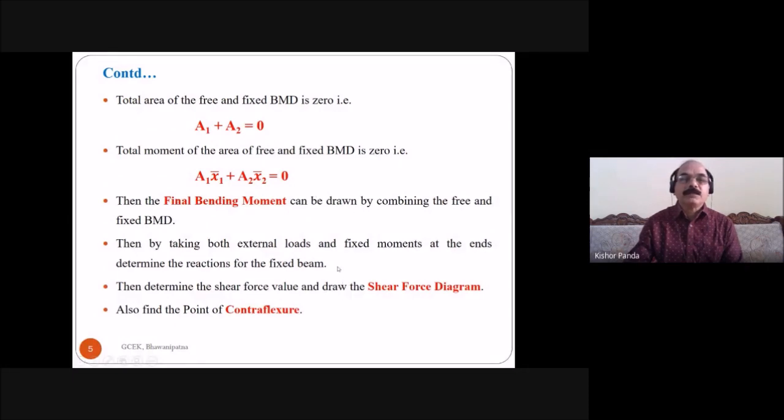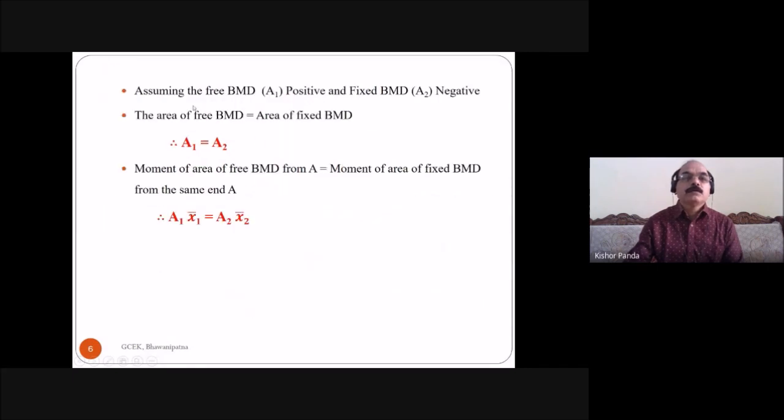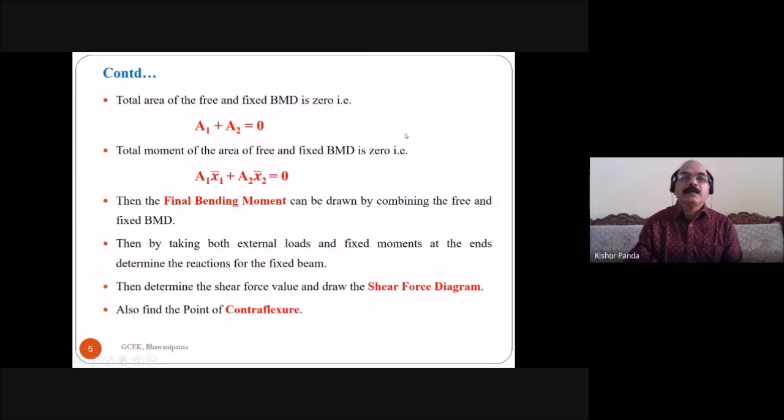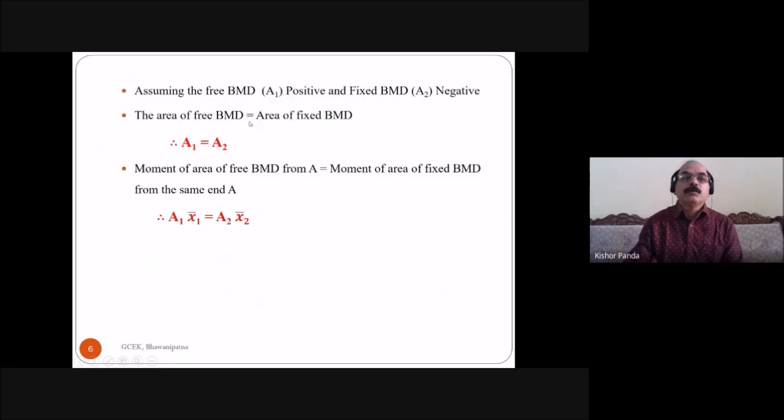So how to solve the fixed beam by the moment area method. Here you see, when you solve the fixed beam, you have to take the free bending moment area A1 as positive and the fixed bending moment area A2 as negative. The fixed bending moment is always negative. So A1 minus A2 is equal to 0, so A1 is equal to A2. The area of the free BMD must equal the area of the fixed BMD.